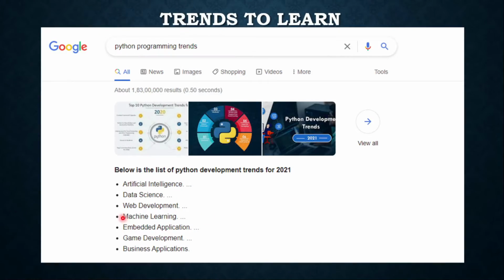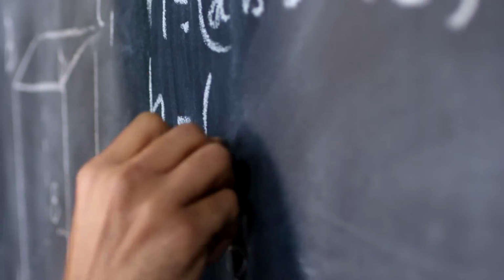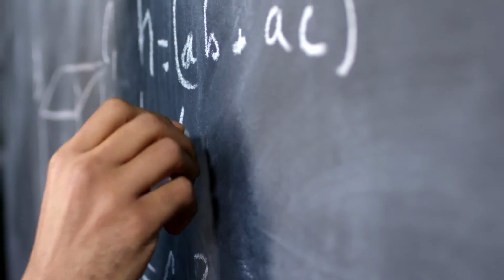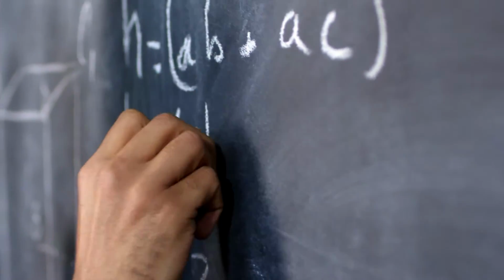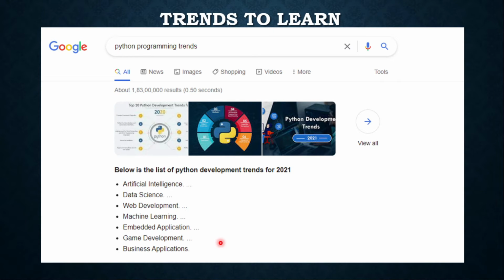Now just come to machine learning. If you want to learn machine learning, then make sure you are good at statistics or mathematics. There is some mathematics and statistics needed behind machine learning. If you know mathematics and statistics, then you can go with machine learning. But for web development, no prior knowledge is required.